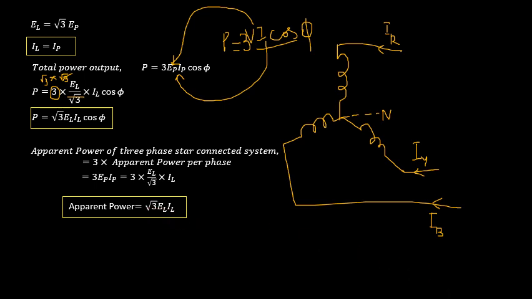So we have seen how to derive the relationship between the line voltage and phase voltage, along with the line current and phase current relationship for a three-phase star connected system. Along with that, we have also seen how to derive the expression for the total power output as well as the apparent power for a three-phase star connected system.